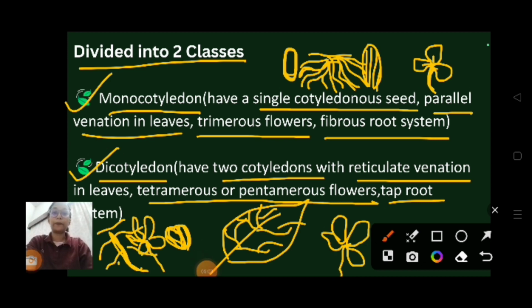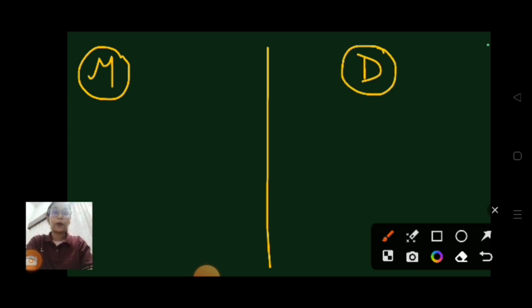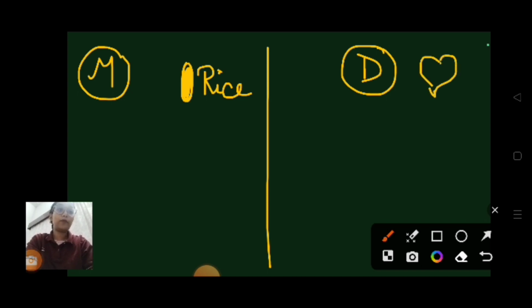Is it clear? This is becoming messed up. Let me conclude in the next slide. In one I am writing about the monocotyledonous plant, and in one the dicotyledonous plant. Generally a monocotyledonous plant has a single cotyledon, like in rice. In case of a dicotyledonous plant they have two cotyledons.